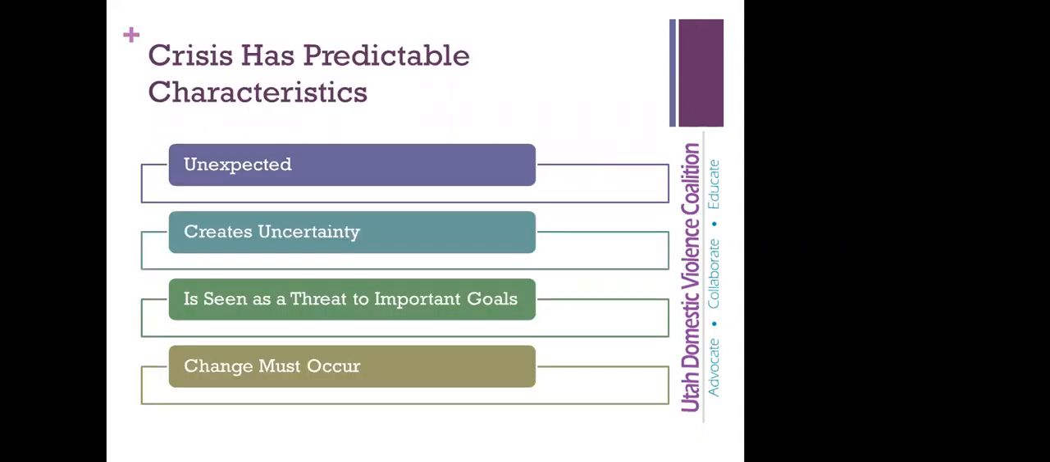Some predictable characteristics of a crisis: it's unexpected. Unless you're working in the crisis intervention field, like for the Domestic Violence Coalition on a crisis hotline, you don't really wake up in the morning and think, gee whiz, I'm going to deal with crisis today. It comes out of left field for folks. They still could be having an incredibly tumultuous series of events in their life, but people aren't expecting a crisis to occur at any given moment.